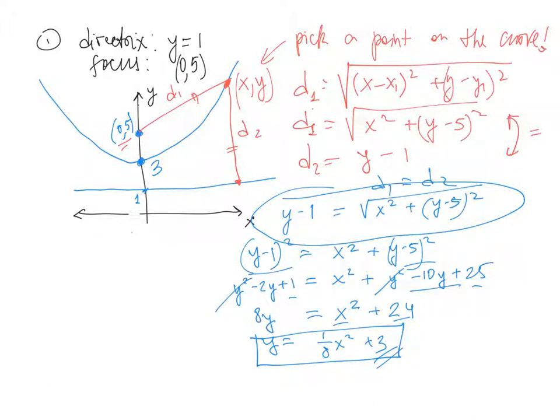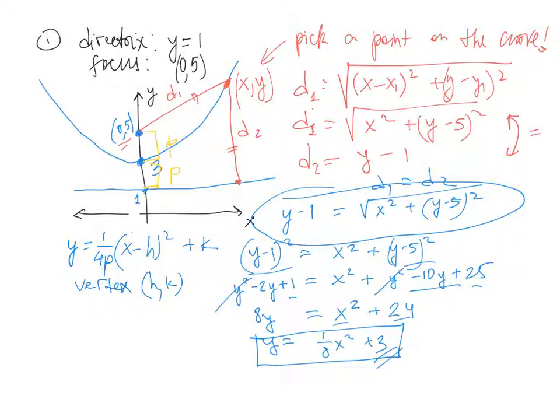Second comment. You know that there is a shortcut formula that allows you to skip all this work, and the formula says y equals 1 over 4p times (x minus h) squared plus k. So let's look at this carefully. First of all, that looks like a vertex form of the parabola, and (h, k) are the coordinates of the vertex. And what is p? So p is this distance and this distance. So this is p, this is p.